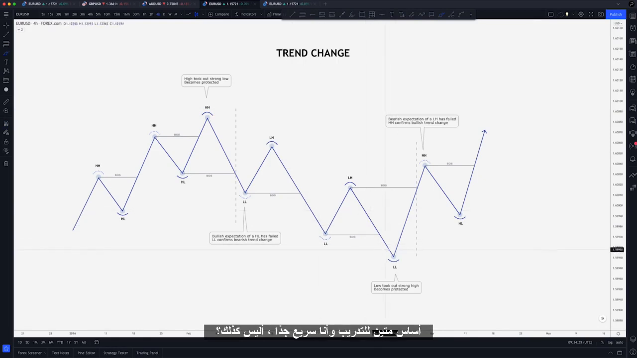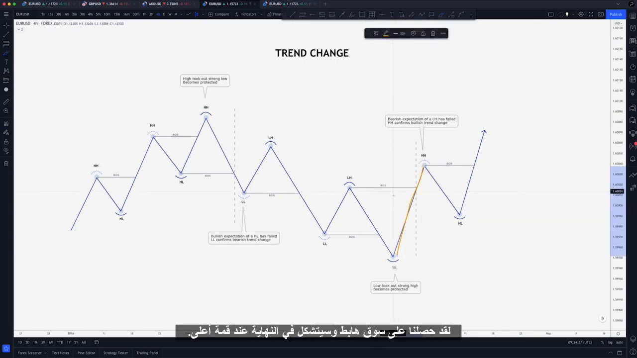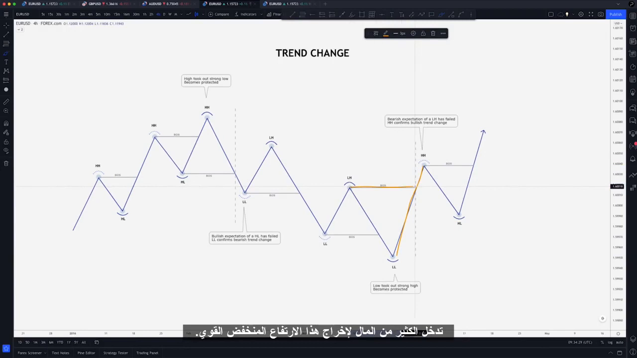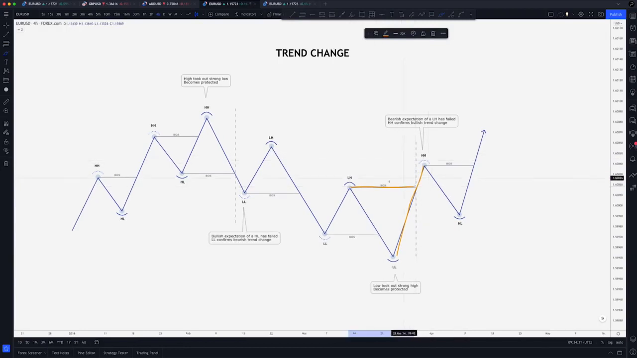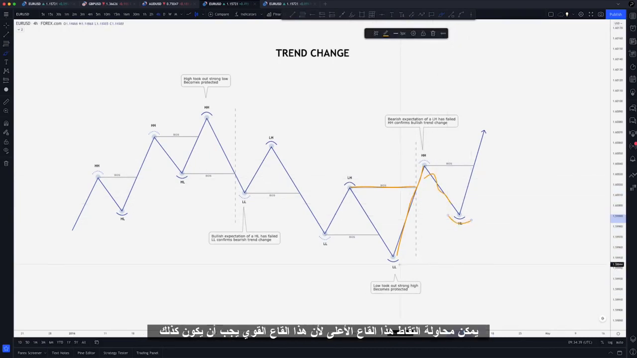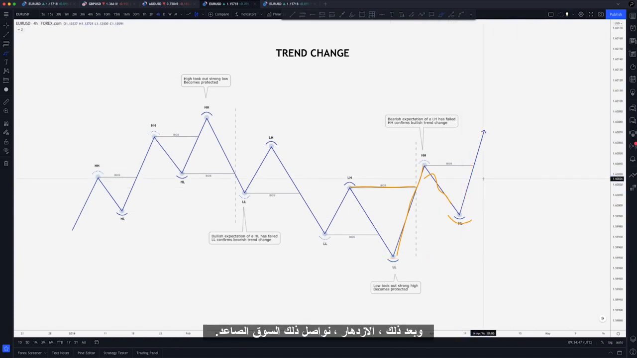And then very quickly, right, we get a bearish market and then eventually we'll form that higher high. A lot of money stepped in to take out that strong lower high to form that higher high. So the bearish expectation where we would have expected the lower high to form has now failed. We've formed a higher high. So then we can look for the pullback and we can try and catch that higher low, because this strong low should be protected, and we can target this weak higher high because it's failed to do its job, right? And then boom, we continue that bullish market, okay?